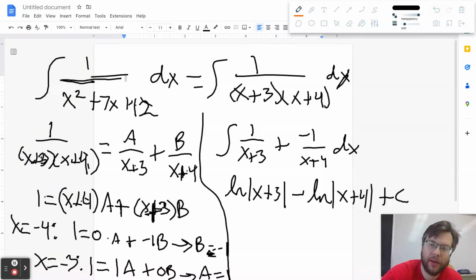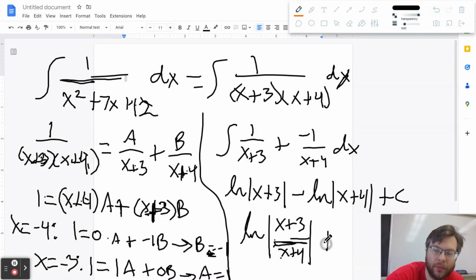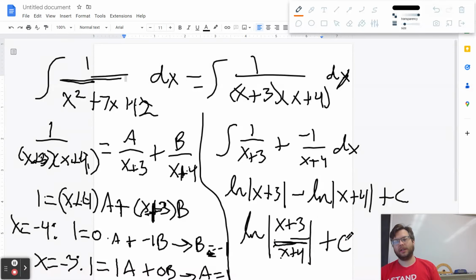I will mention that after you do partial fractions, you're going to get the sum or difference of natural logs, and then usually you want to simplify that. Subtraction between natural logs becomes division within natural logs like this. So we'll do that, and that's the idea of partial fractions.